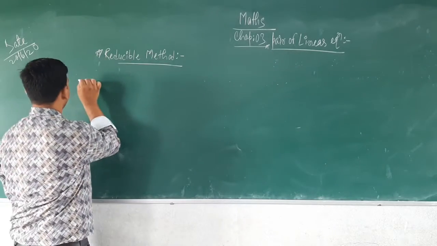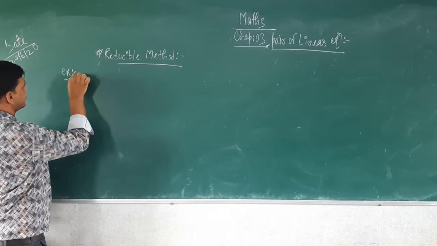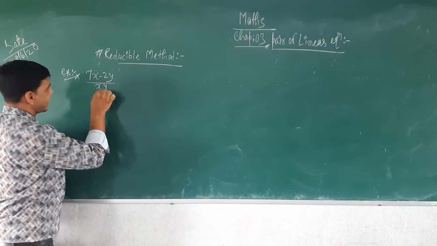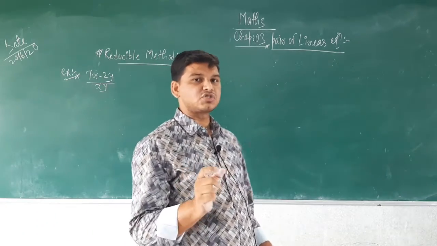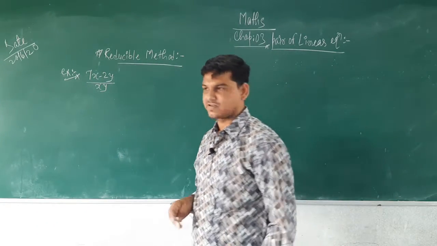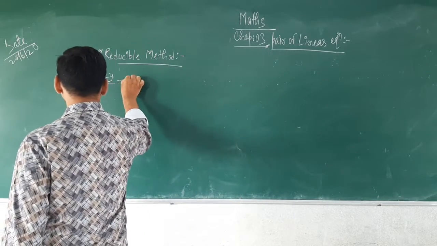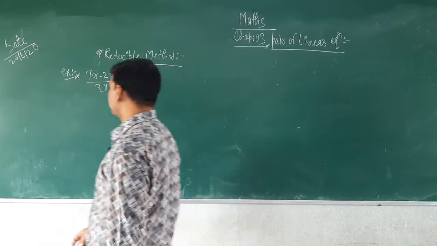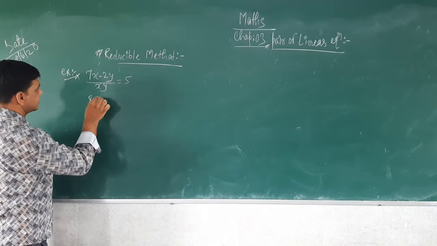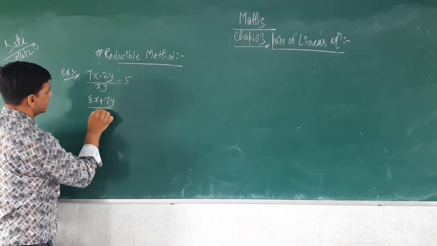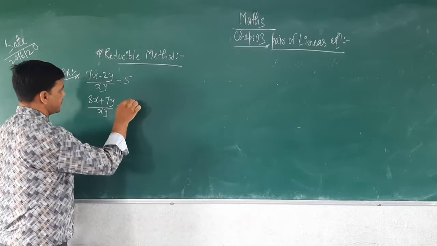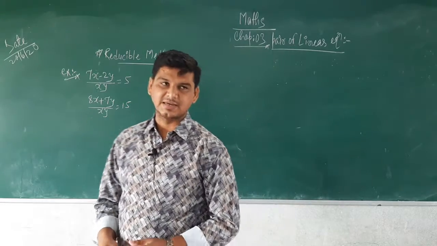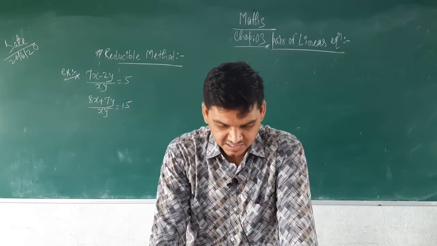Next, we will take another example, the last example for the reducible method. The first equation is (7x minus 2y) upon xy is equal to 5. The next is (8x plus 7y) upon xy is equal to 15. Now how can we solve this type of example where the denominator is entirely in the form of x and y?